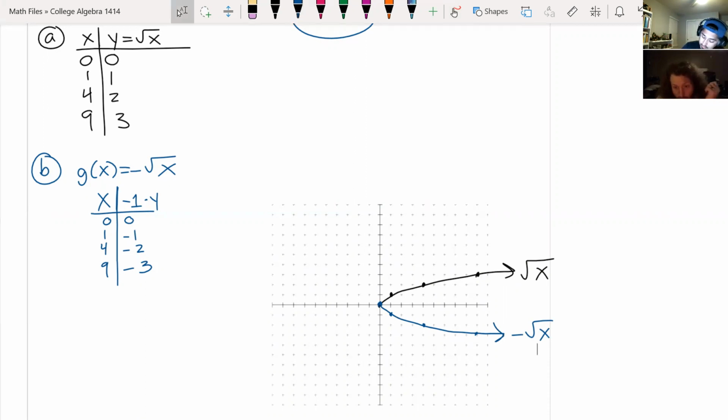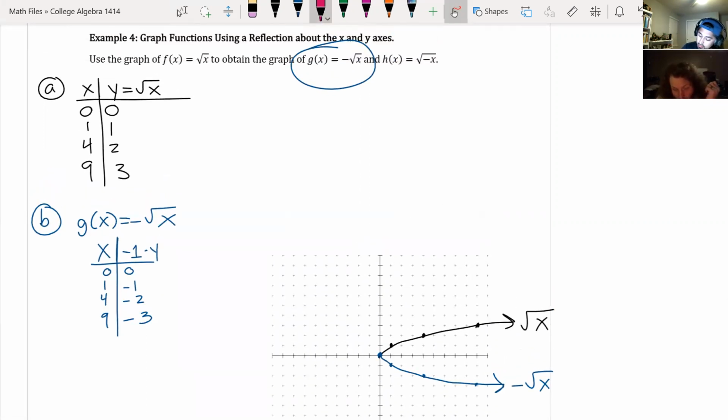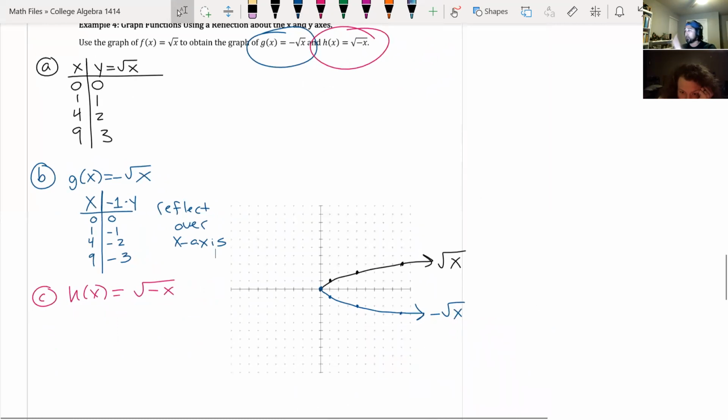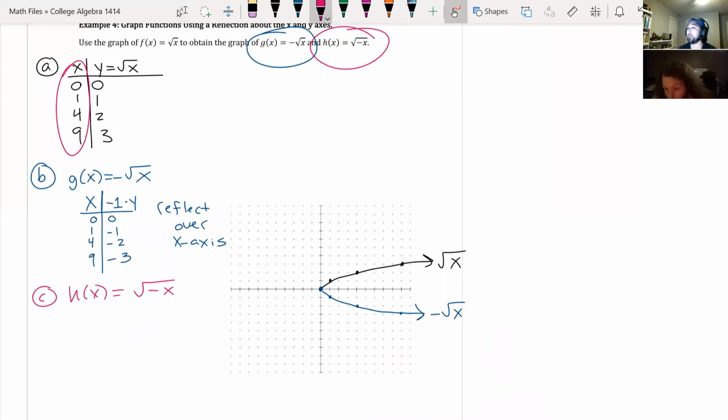Okay. And then the last one to deal with, h of x equals the square root of -x. This would be reflect over the y-axis. And since we're reflecting over the y-axis, we're changing the signs of the x values. So this time, we're going to take the parent function's x values, and we're going to multiply them by what number?